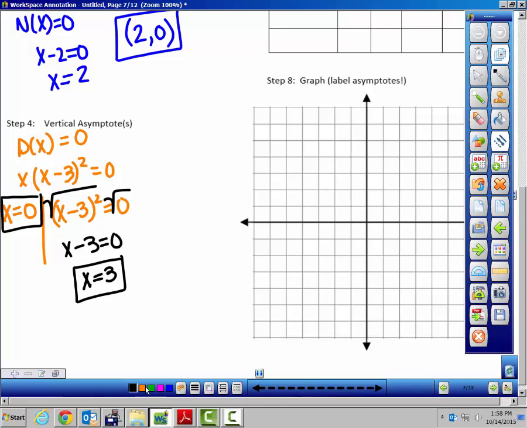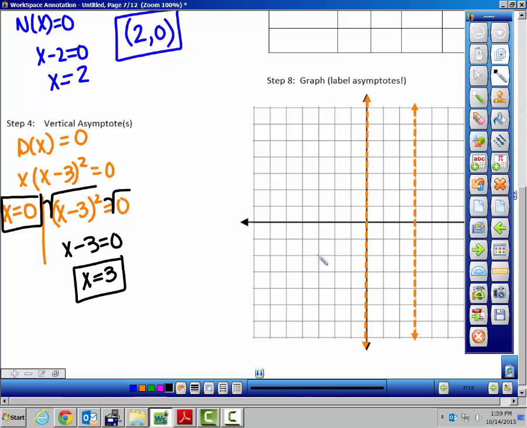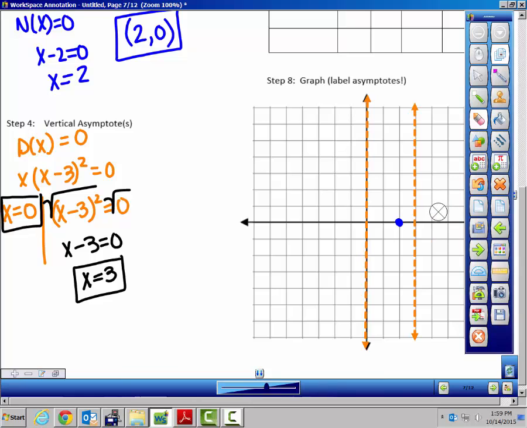I'm going to go ahead and plot what I've found so far. So x equals 0 and x equals 3. And my x-intercept was at 2, 0. Okay, and I had a hole at 4, 1/2. So 4, 1/2. So that would be an open circle there. And actually, I'm going to hang off on that because I think I'm going to need to scale my y-axis. So I'll come back to that one.